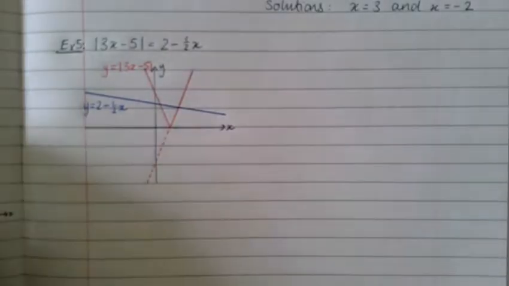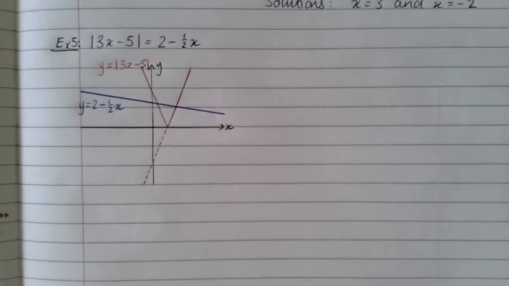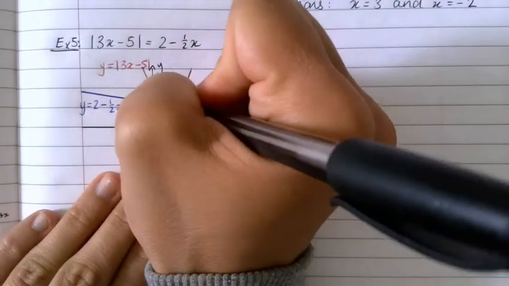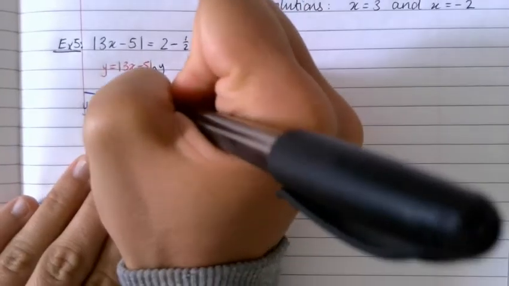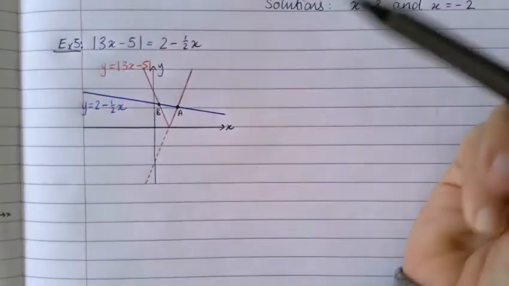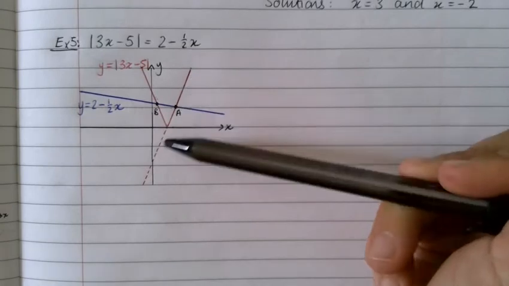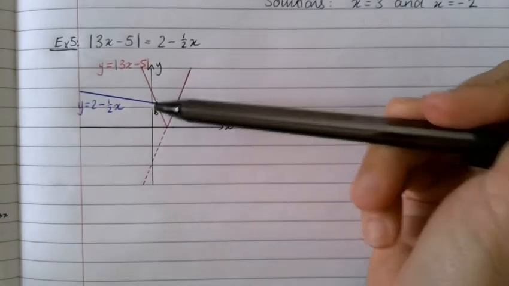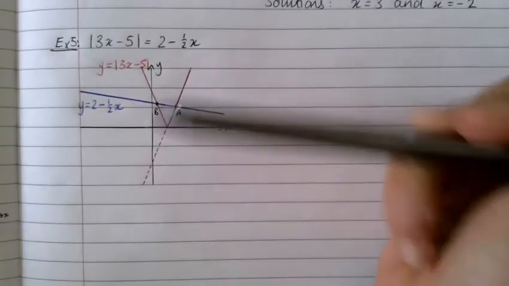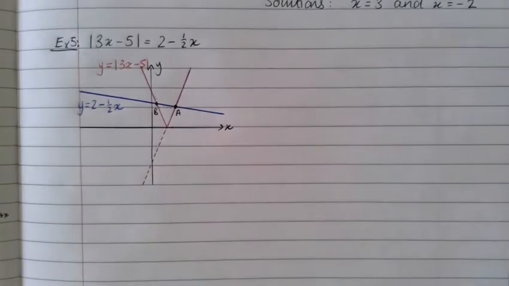So I can see that I've got two intersection points here. I'm going to label them A and B. Now I tend to always label A as the part of the modulus function that isn't reflected, and then B as the intersection point where the modulus function is reflected. That's just what I like to do. You don't have to do it, but that's just what I like to do.